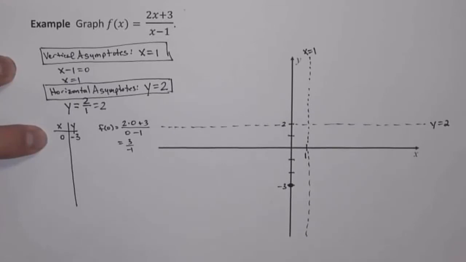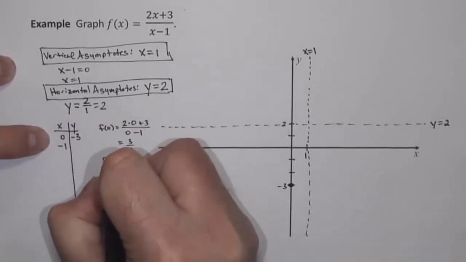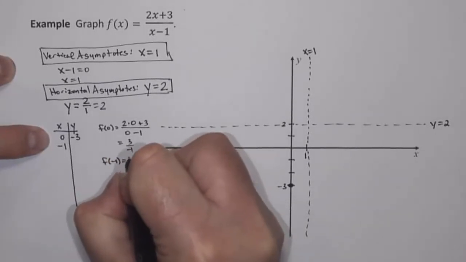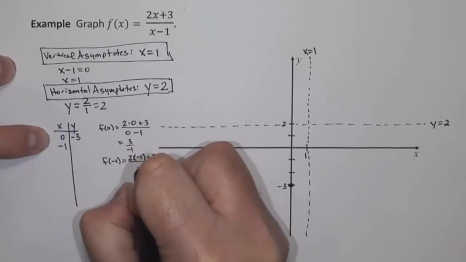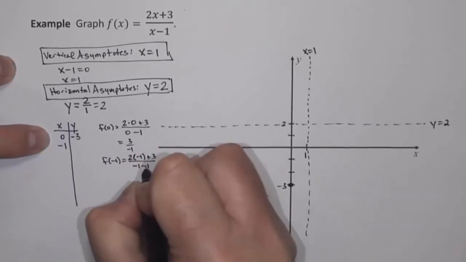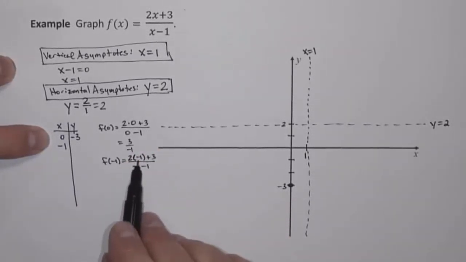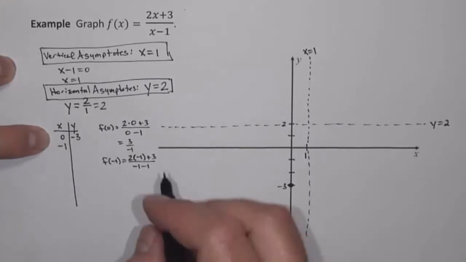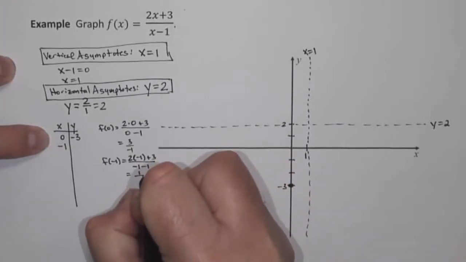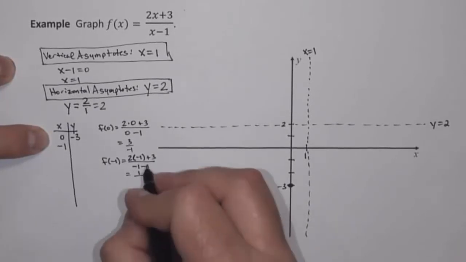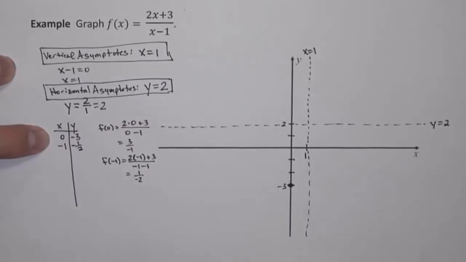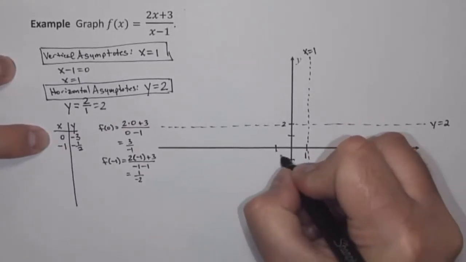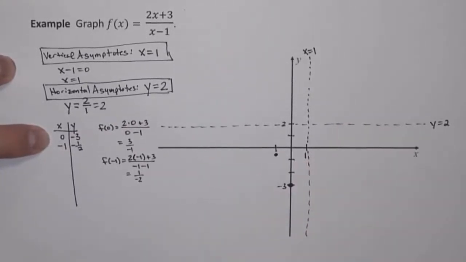Now, maybe find another value. Perhaps we'll let x be negative 1. So if I find f of negative 1, that'll be (2 times negative 1 plus 3) over (negative 1 minus 1). Well, 2 times negative 1 is negative 2, plus 3 is 1, and negative 1 minus 1 is negative 2. 1 divided by negative 2 is negative 1/2. So I have the point (negative 1, negative 1/2), which would be right here.